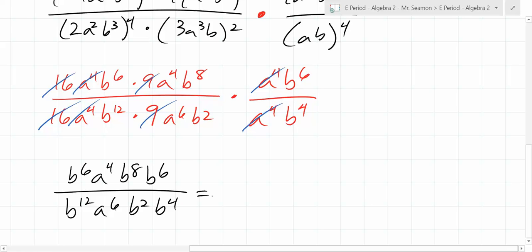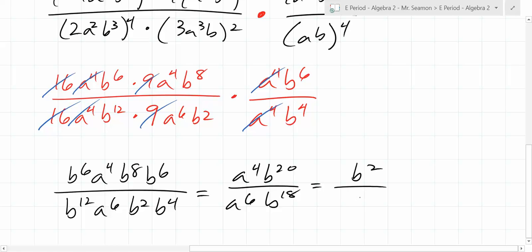Now, is there a lot we can clean up here? Yeah, it's going to be a to the 4th times what on top? It's b to the 6th, b to the 8th, and b to the 6th, so it's b to the 20th, all over a to the 6th, b to the what? 6 plus 12, 18. So what are you left with on top? B to the 2nd. And what are you left with on the bottom? A to the 2nd.